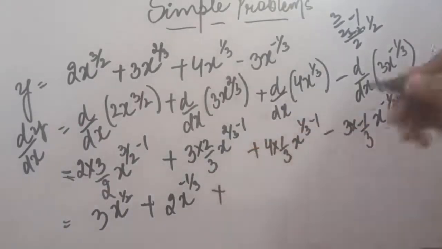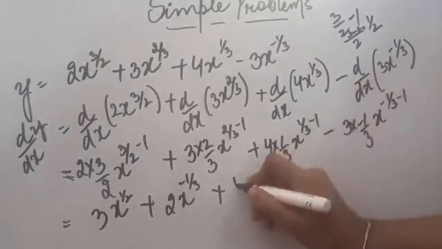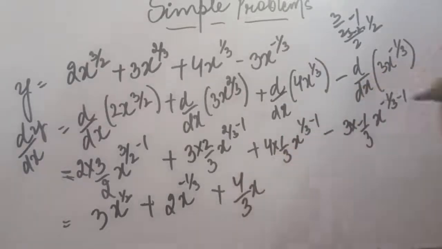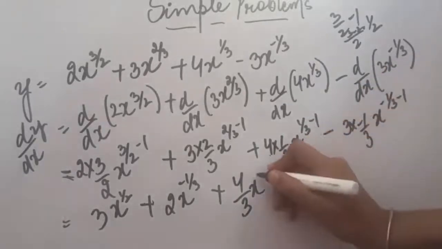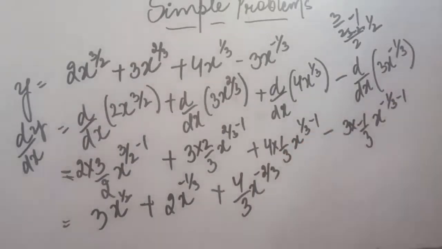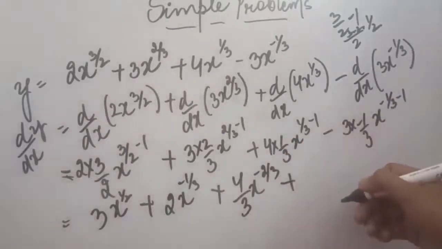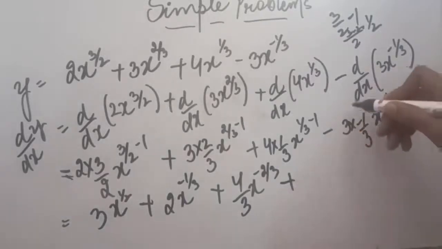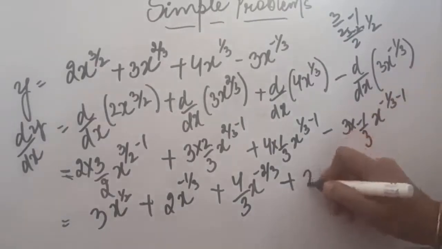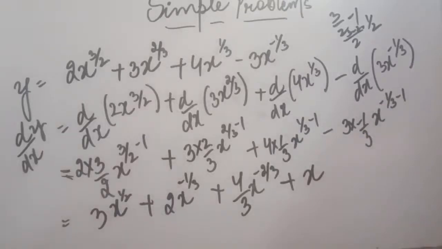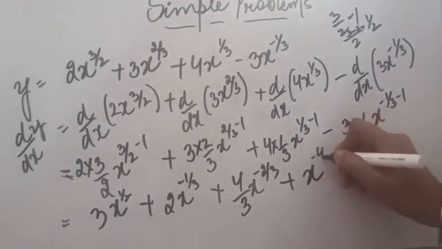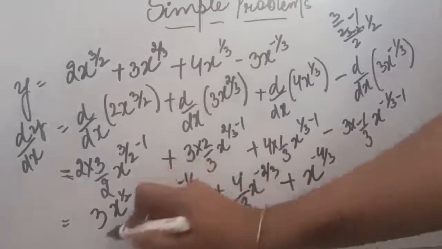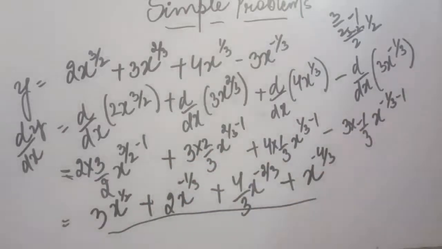In the third case, it will be 4 by 3 x power 1 by 3 minus 1, which comes out to be minus 2 by 3. And finally it will be plus, because this minus has been converted into plus, and this 3 will be cancelled. So it will be x power minus 1 by 3 minus 1. Solving this will be minus 4 by 3. So this is the answer of the derivative. These were the three basic problems related to derivative.